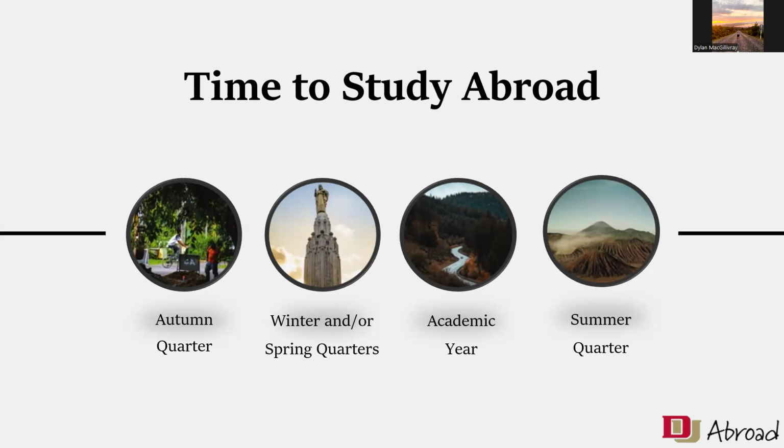Southern and Northern Hemisphere academic calendars do vary. So Southern Hemisphere programs often start in July. So if you're thinking about maybe having an internship over the summer, it's important to think about how where you're studying abroad might impact that.